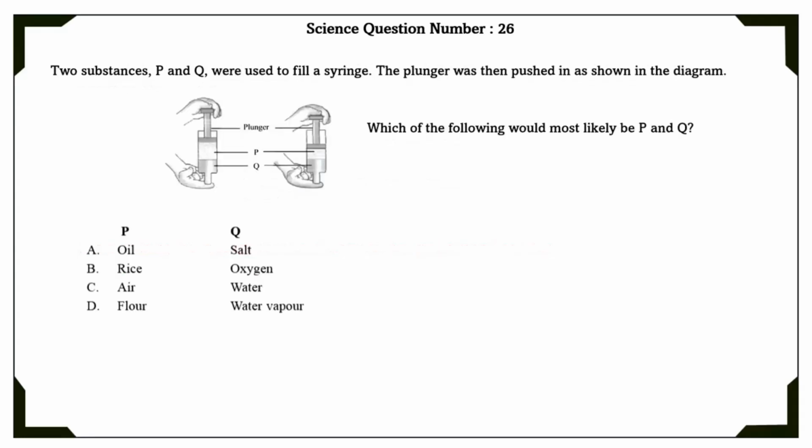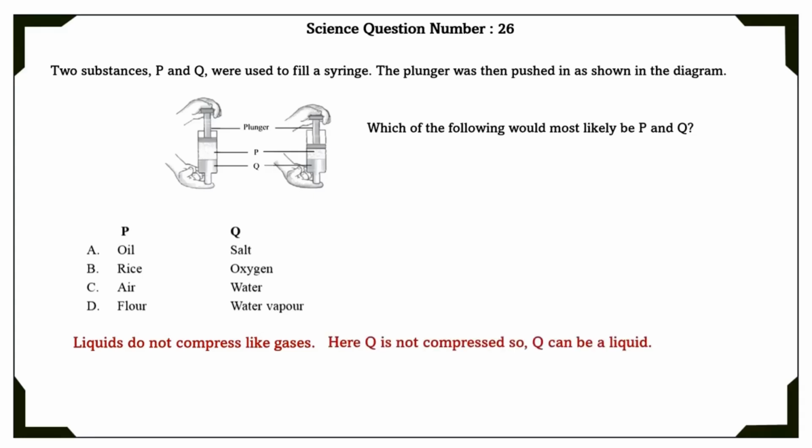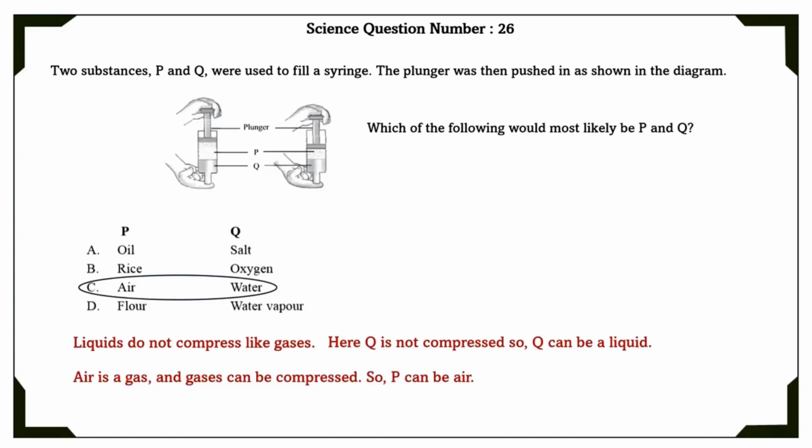Science question number 26. 2 substances P and Q were used to fill a syringe. The plunger was then pushed in as shown in the given diagram. Which of the following would be most likely P and Q? Liquids do not compress like gas. Here Q is not compressed, so Q can be liquid. Air is a gas and gases can be compressed, so P can be air. So therefore, according to this, the correct option is the C option.